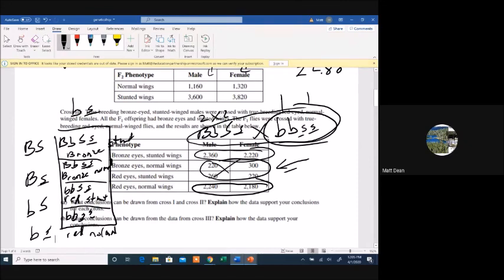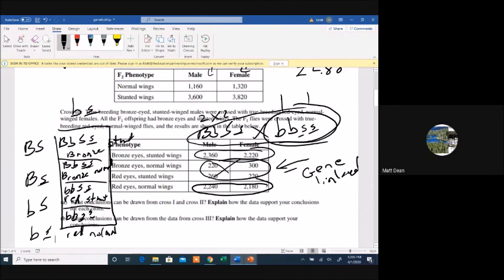If you get a cross like that, where the ratios don't match up with the Punnett squares, what that pretty much should always tell you is that the genes for these traits are linked. These genes are found on the same chromosome. The eye color gene and the wing shape gene are linked. And what that means is they tend to be inherited together. They don't independently assort.